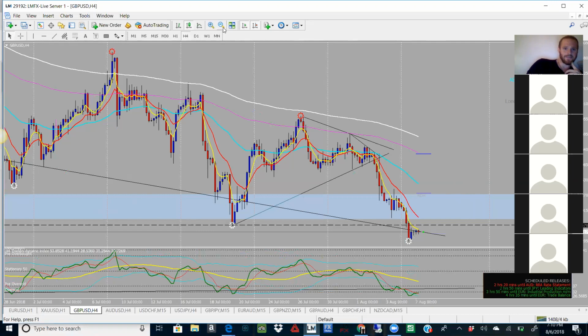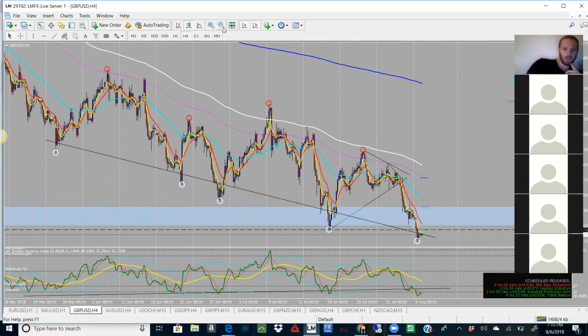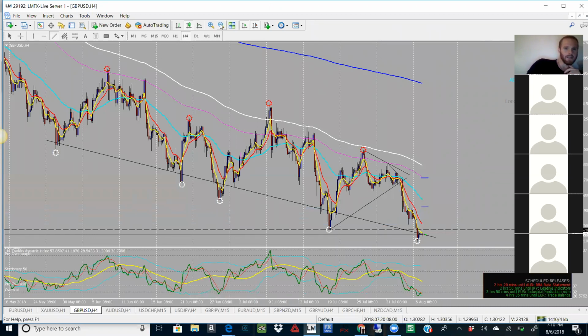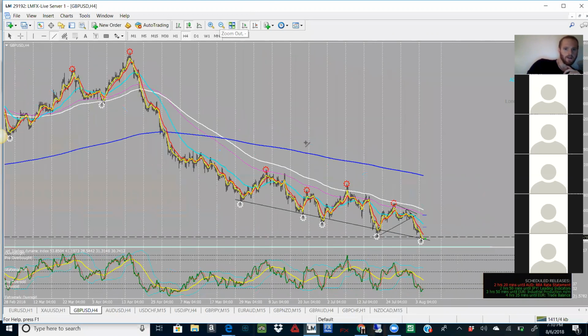It is semi-divergent here. Let me actually delete this because I can't see. Oh, oops, got rid of that. Let's see. So it's actually not divergent on the 4 hour. You know, I guess you can count from here, but long term, that's why I was saying this thing, you can't draw. This does not count as divergence for anybody asking.